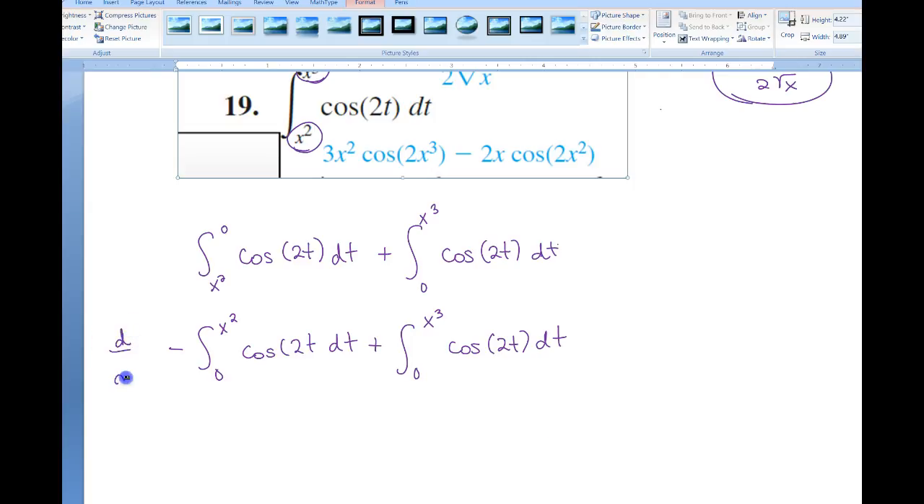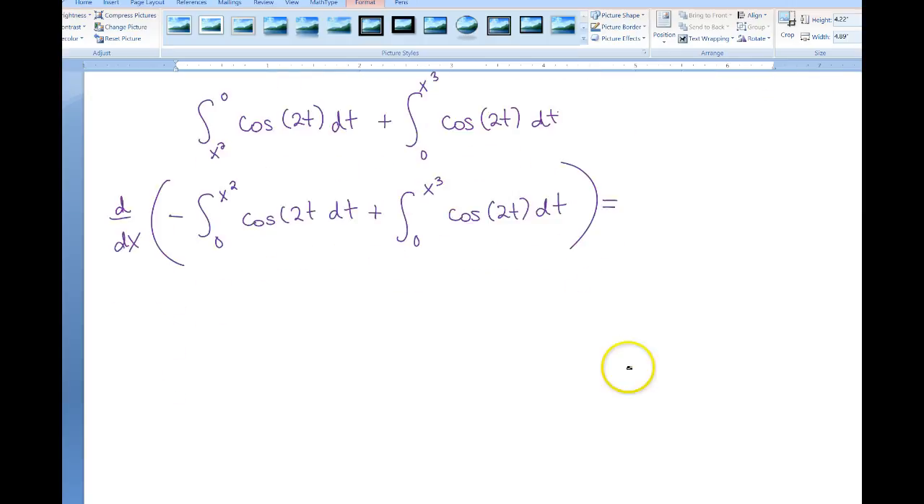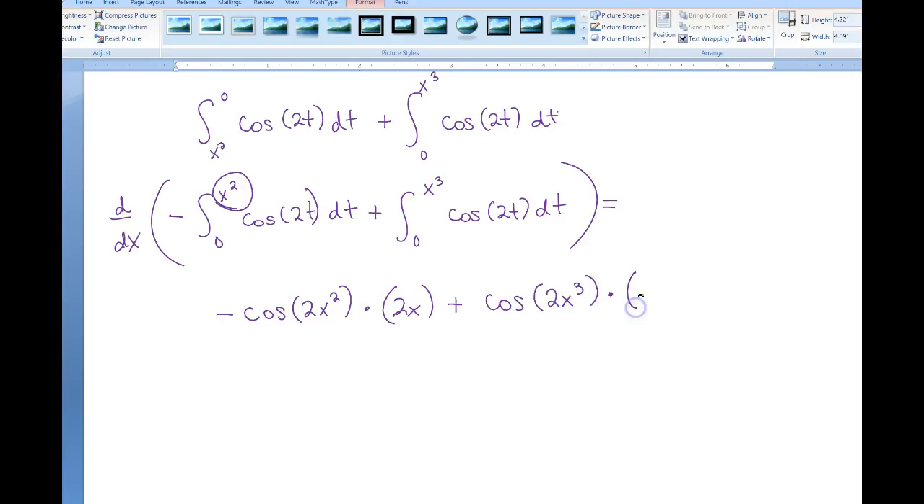So if we want to do the derivative of all of this, what's that look like? Negative cosine of 2x squared times 2x. Remember, it's just the derivative of the upper bound. Plus, now it's going to become cosine of 2x cubed times, what's the derivative of x cubed? 3x squared. You're not doing the derivative of the 2t inside, you're just doing the derivative of the top part.